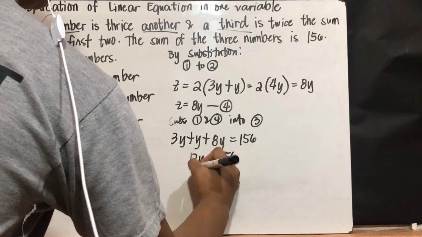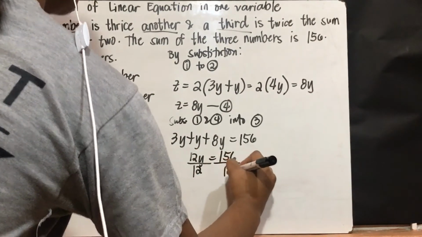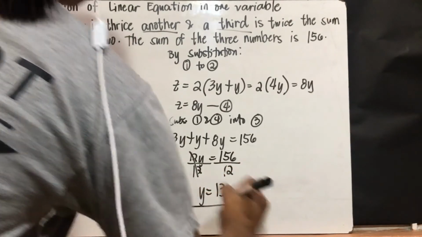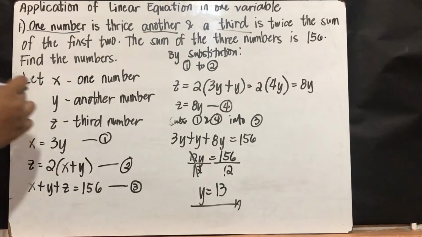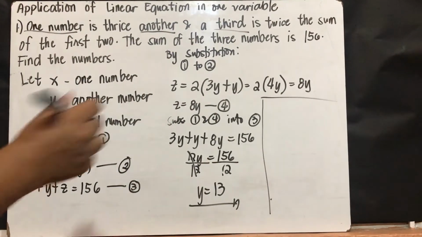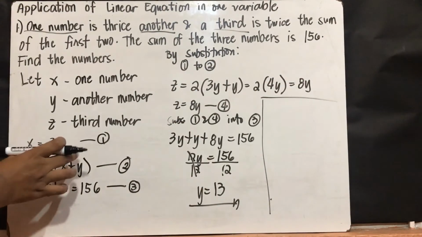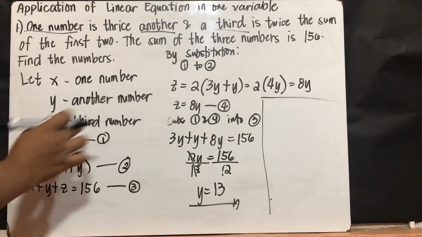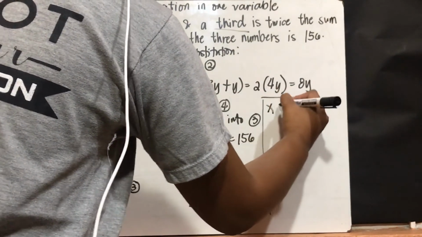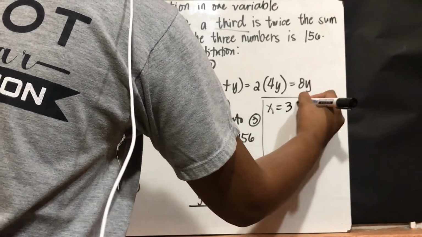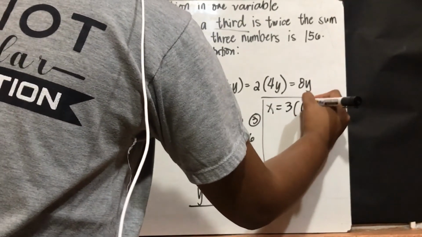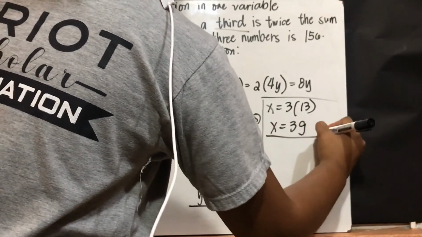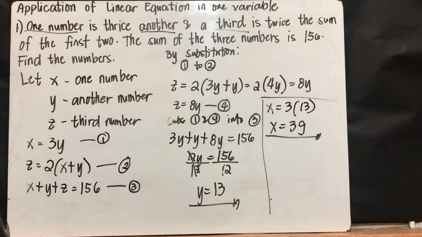So, i-divide natin both sides by 12 para matira si y. So, your y is equal to 13. So, that is another number. Now, let us solve for x. So, from equation 1, yung nakuha natin na value ng y, substitute natin dito sa equation 1 to get the value of x. So, 3 times your y is 13. So, your x is equal to 39. So, that is the one number.